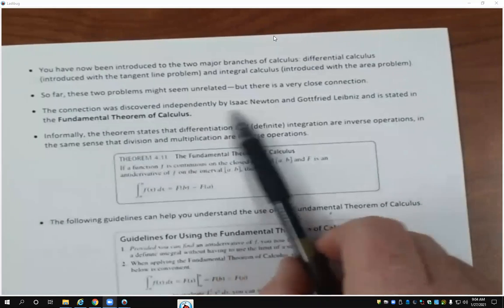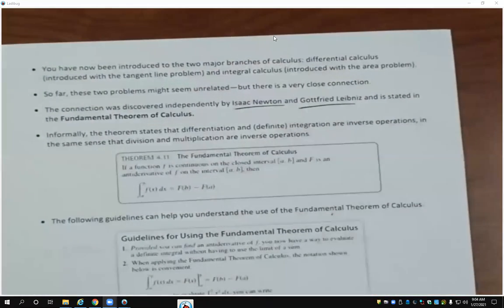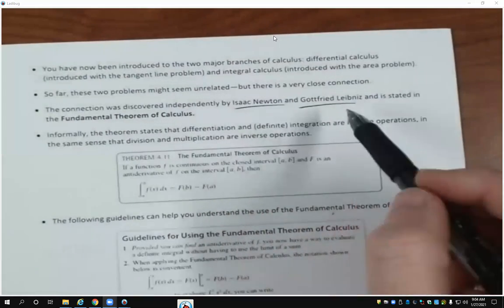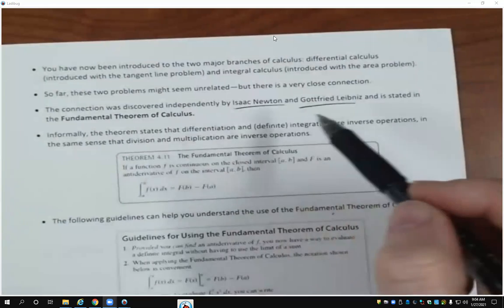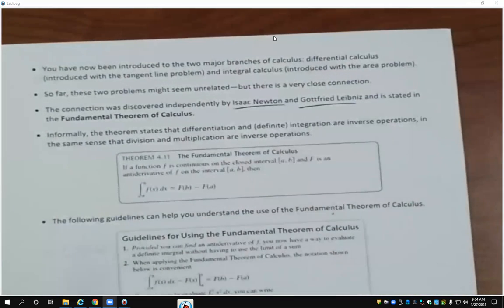The connection was discovered by these two dudes. You may have heard of them, Isaac Newton and Gottfried Leibniz. These two actually discovered calculus basically at the same time, and they hated each other because one thought they were smarter than the other. I don't know which one's which.